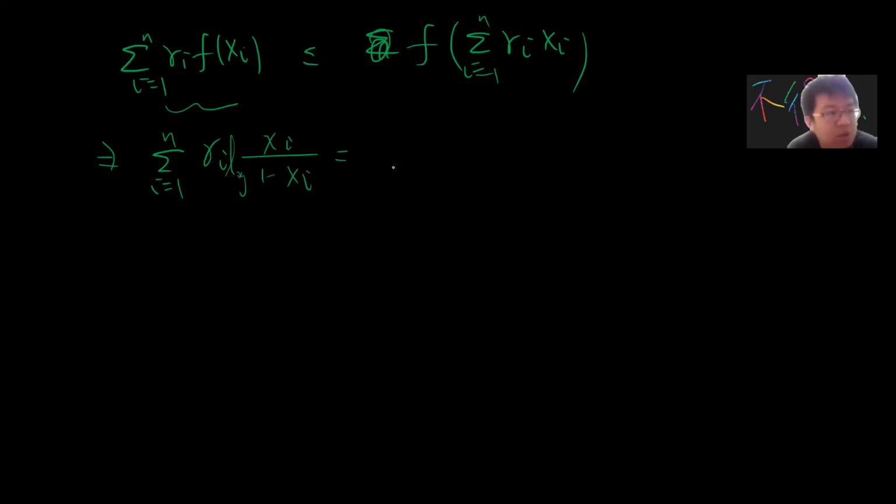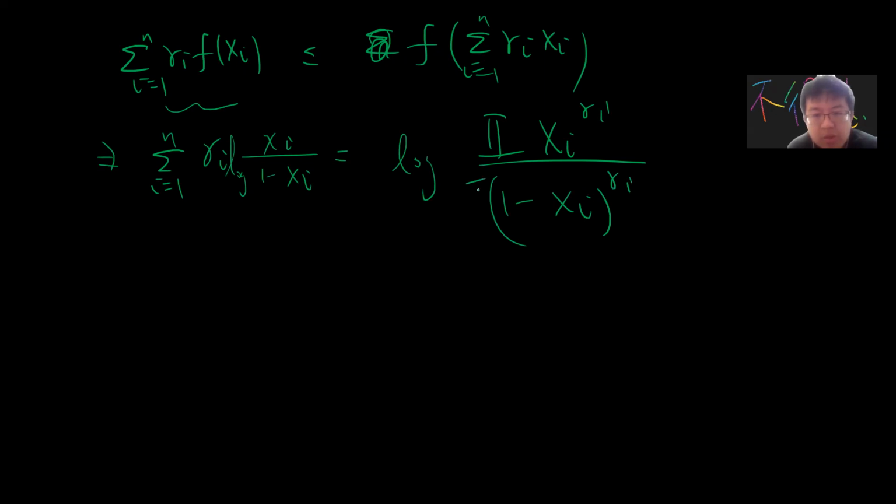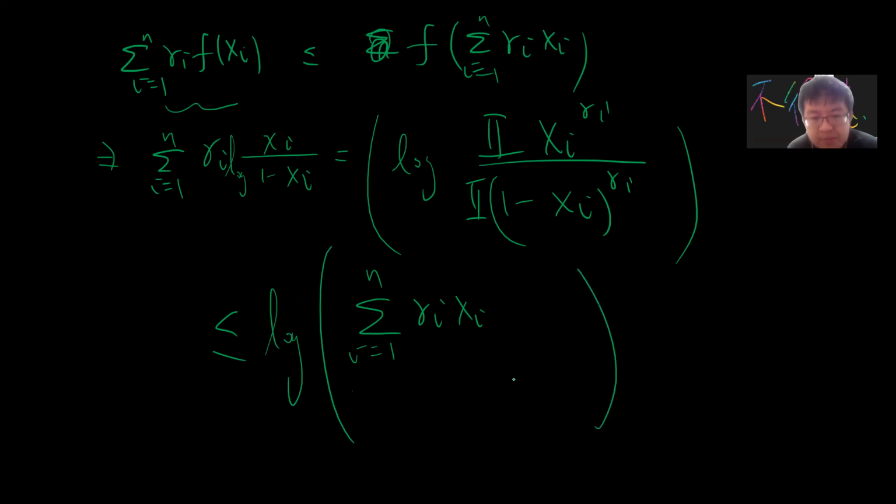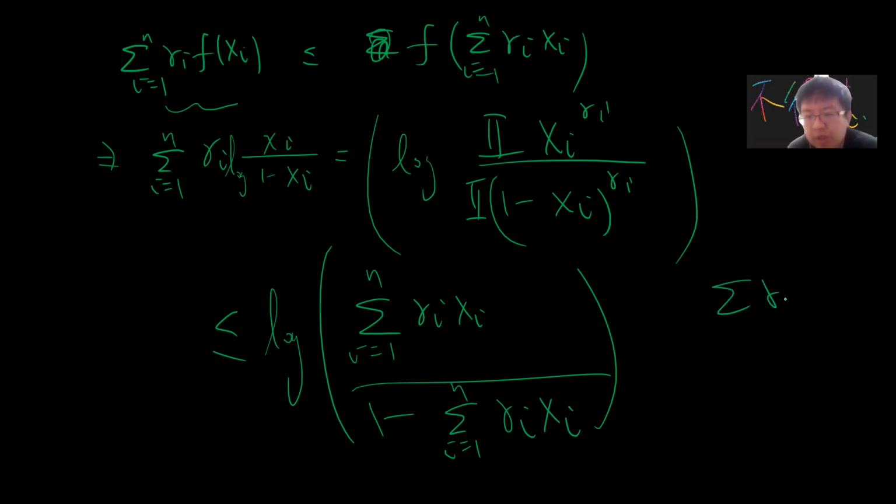So this term can be written as a log, right? So summation becomes a product, which is x i to the gamma i over 1 minus x i to the gamma i, right? In turn, okay. This guy is less or equal to this, right? So it's gamma i x i, i from 1 to n, and take a log, right? So take log of 1 minus summation i from 1 to n gamma i x i, and then remember that my condition is gamma i summation is 1, right? So let me just do it step by step.